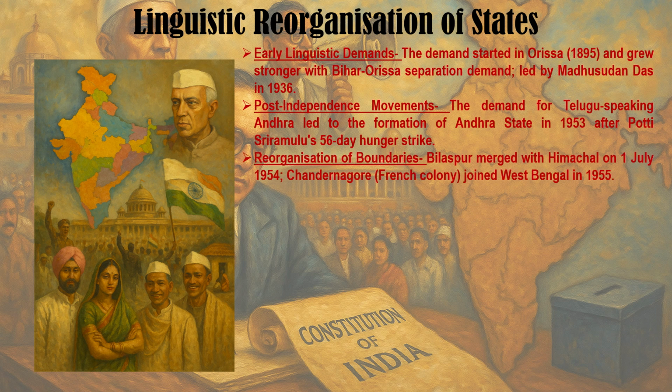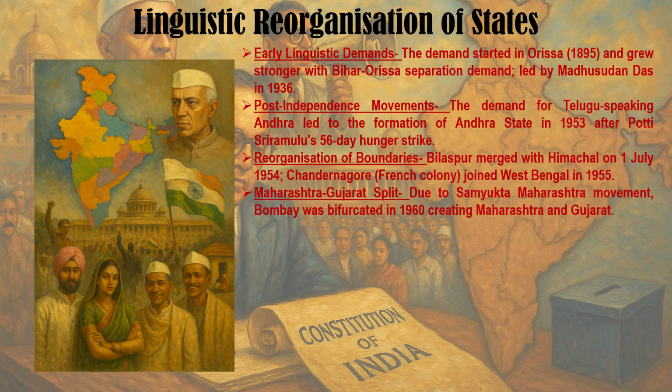Bilaspur merged with Himachal on 1st July 1954. Chandannagar, a French colony, joined West Bengal in 1955. So these were later additions to certain states. Bilaspur merged with Himachal Pradesh, and Chandernagar, which later came to be known as Chandannagar, joined West Bengal in 1955. Due to the Samyukta Maharashtra movement, Bombay was bifurcated in 1960, creating Maharashtra and Gujarat.